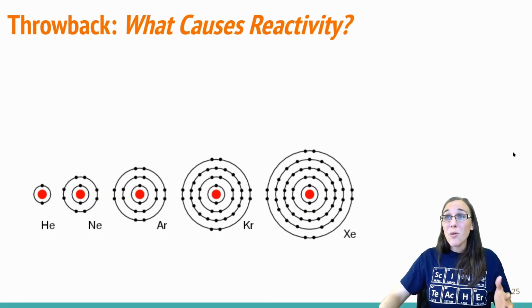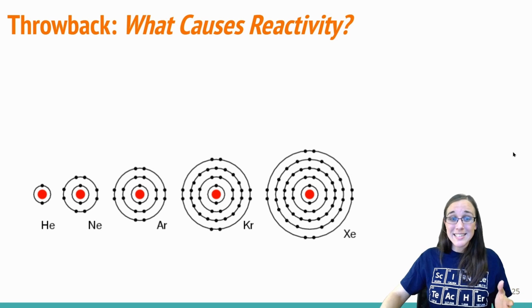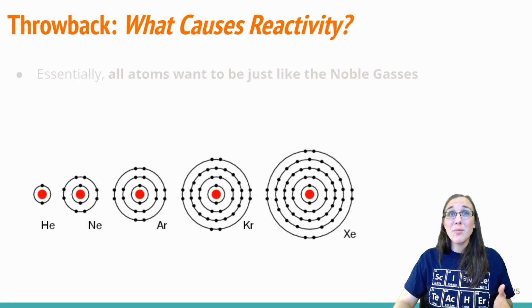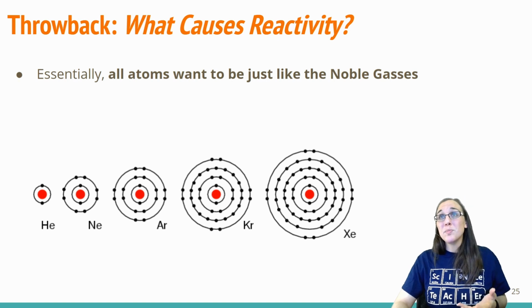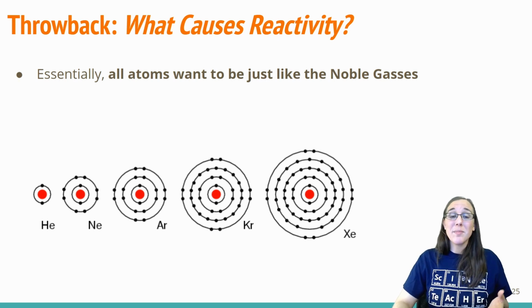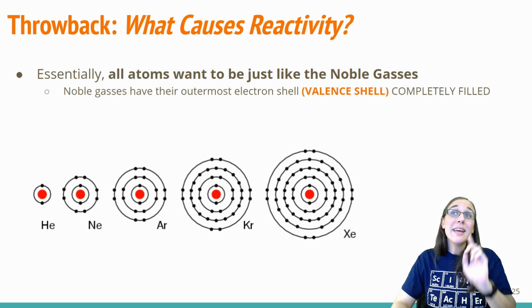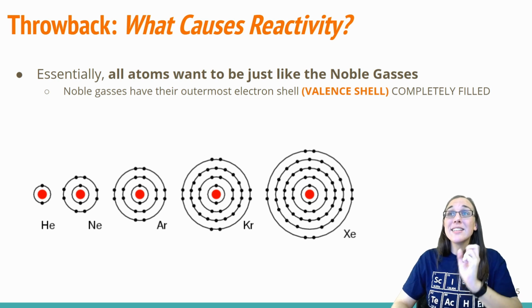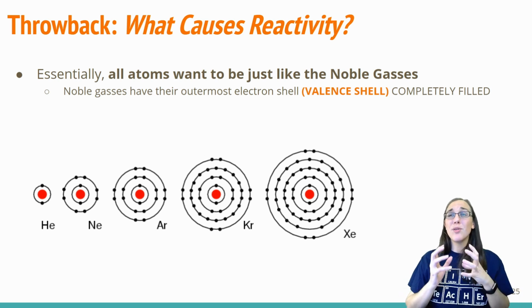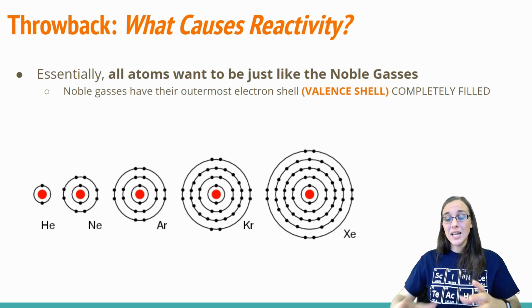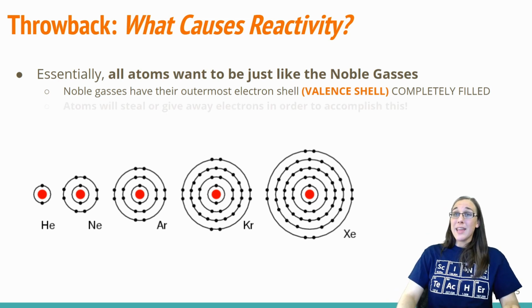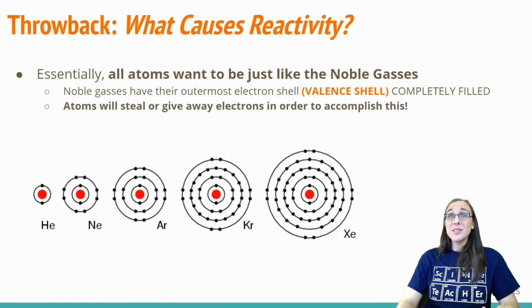This is kind of a throwback to one of my previous lessons when we were talking about shell models. Essentially, all of the atoms want to be the noble gases. They all want to be stable. They all want to be snobby. They all want to have full valence shells. They want to have that full outermost valence shell filled. In order to do that, they're going to steal or give away electrons depending on what's most useful for them.